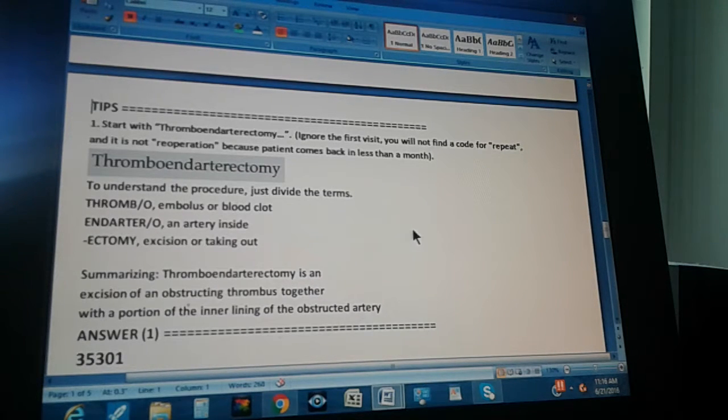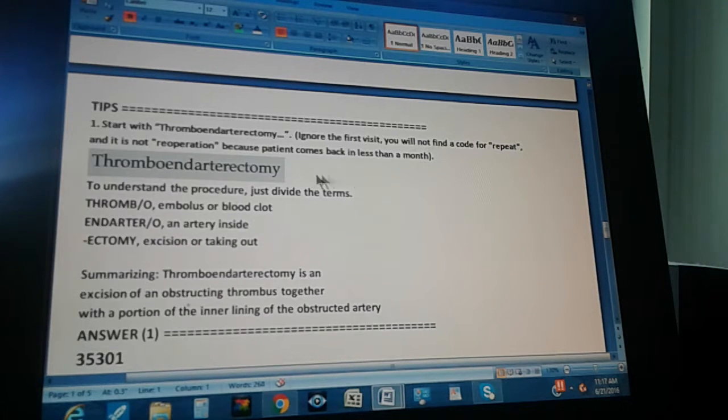The first tip is to start with thromboendarterectomy, and you ignore the first visit. You will not find a code for repeat. And it is not reoperation because the patient comes back in less than a month. For it to be considered reoperation, at least a month must have elapsed between the first operation and the second one. Since this was in just 2 weeks, you can't consider that. So you just treat it as an individual thromboendarterectomy with no previous history.